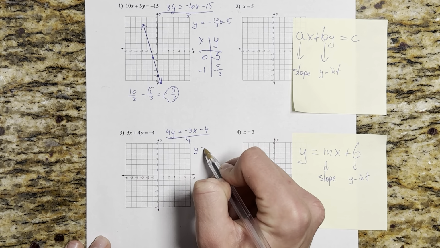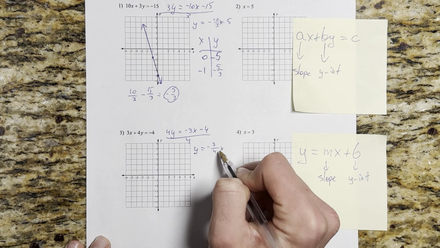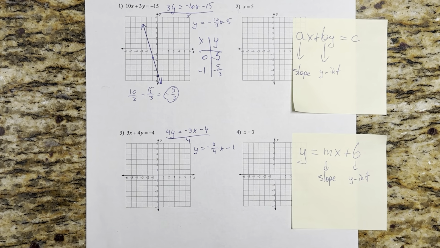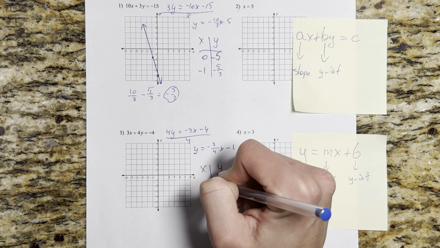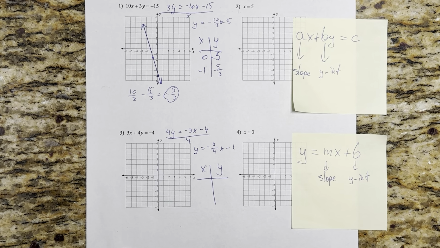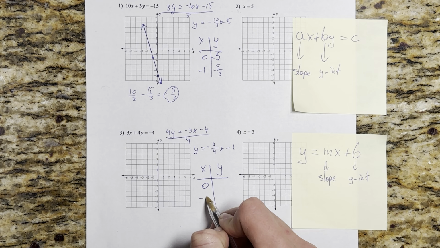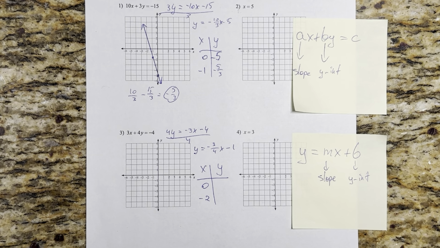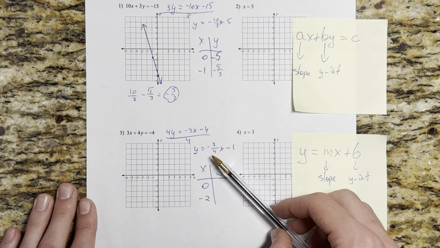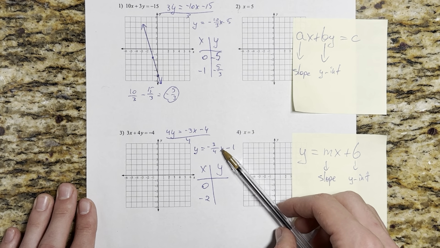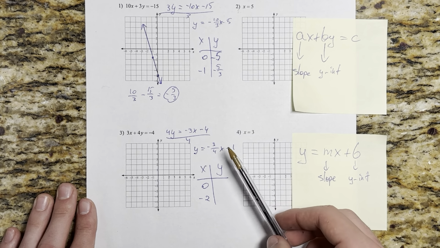We'll get y equals negative 3 over 4 x minus 1. Alright, and again let's do the table like this one. We have to put two values in for x to find our 2 points. Let's do 0 because that's the easiest, and let's do negative 2. Alright, let's plug in x in this equation. If we put 0 for x here, we'll get y equals negative 3 over 4 times 0 minus 1, which is equal to y equals negative 1.